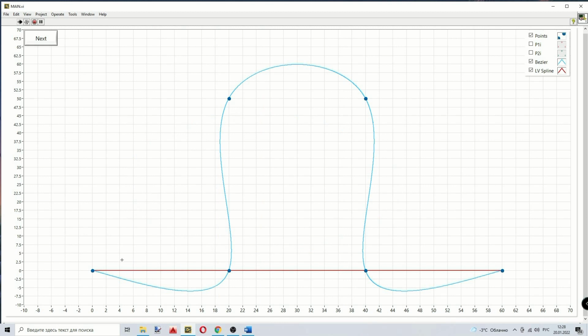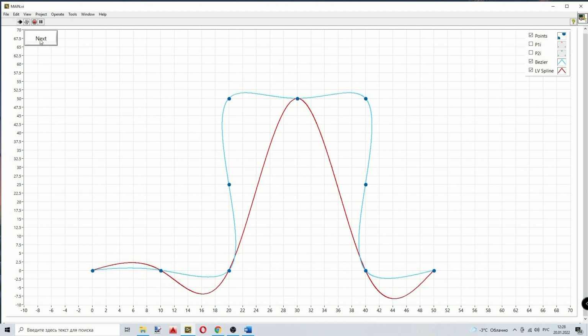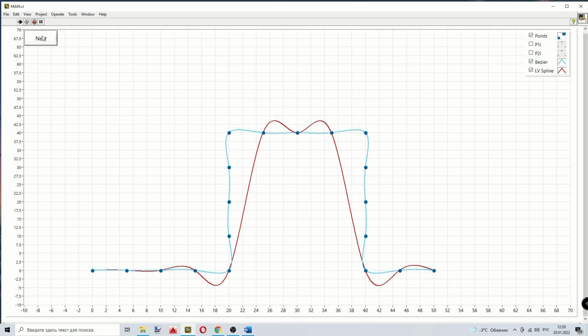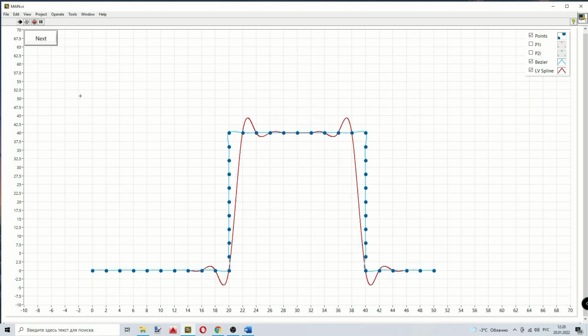Now I will show some examples of pulses. In the beginning there are only 6 points that an ordinary cubic spline cannot connect. Increase the number of points, more points. So for some applications I think interpolation by Bezier curves may be useful.